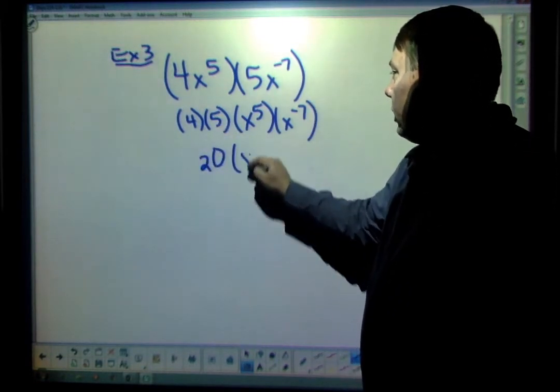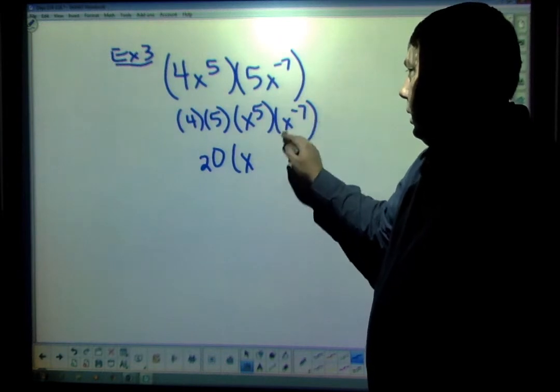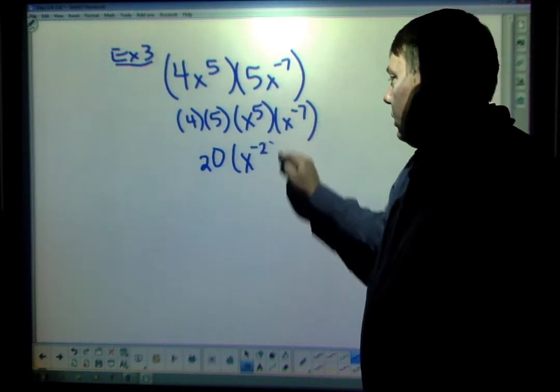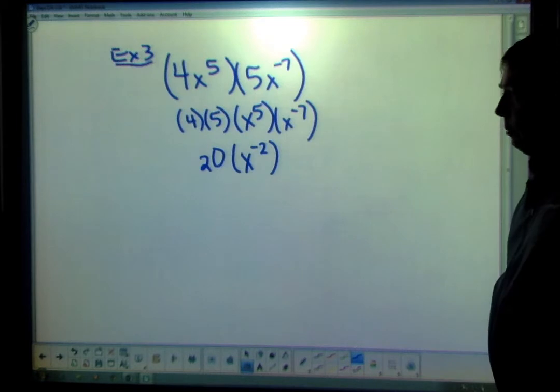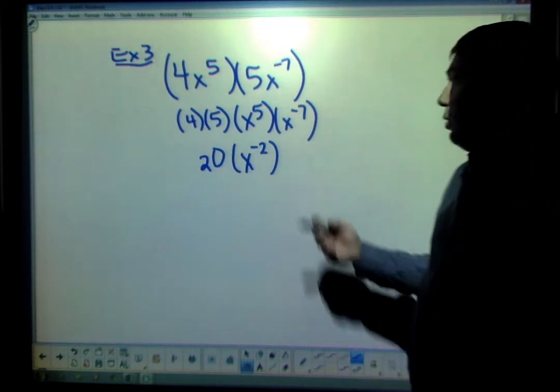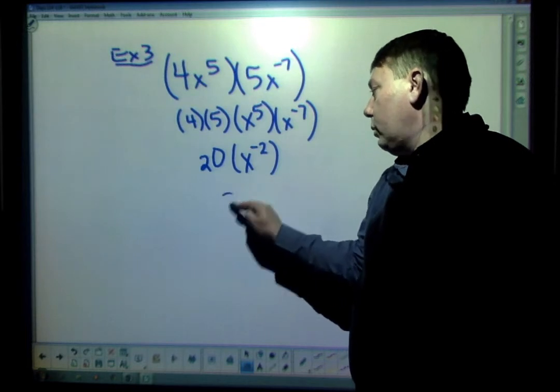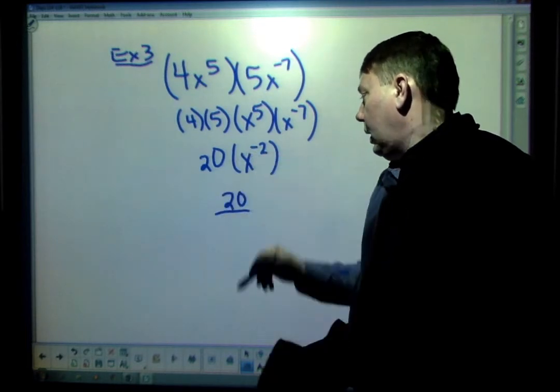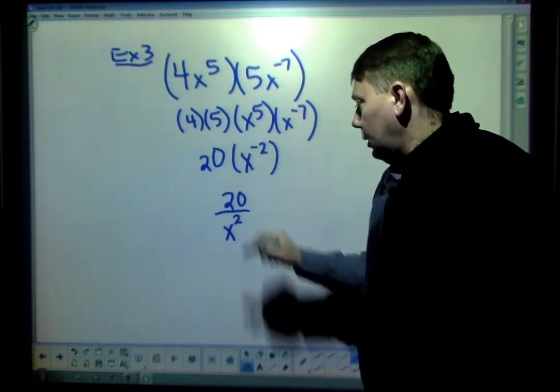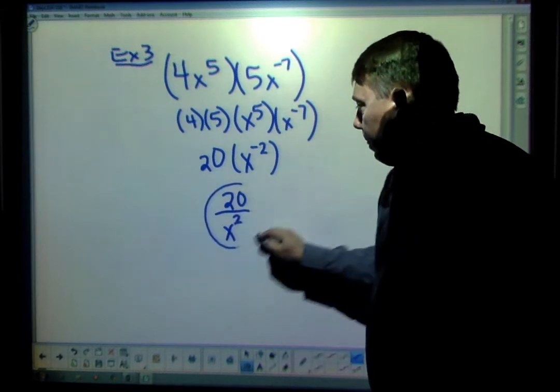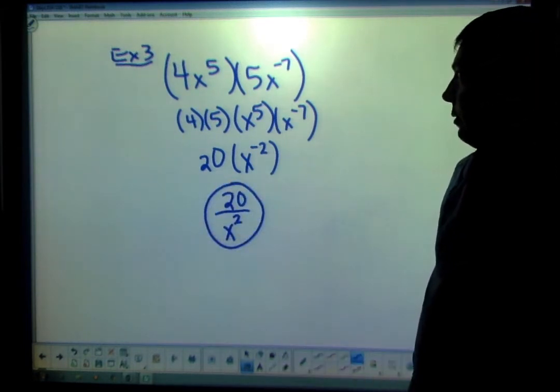And then here, when you add the exponents, you notice one's negative, so you have negative 2 as your exponent. And what I said earlier is you don't want to leave your answer with variables with negative exponents. So you would rewrite this as 20 over x squared. And that's the final answer for that problem.